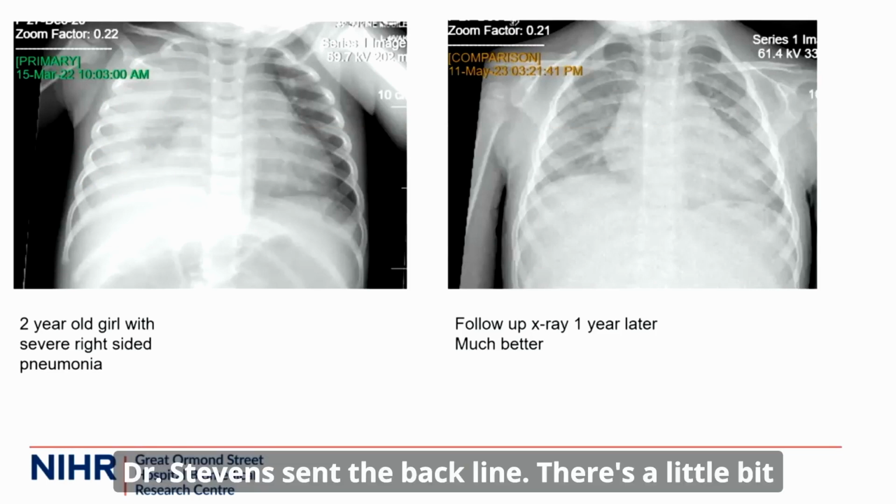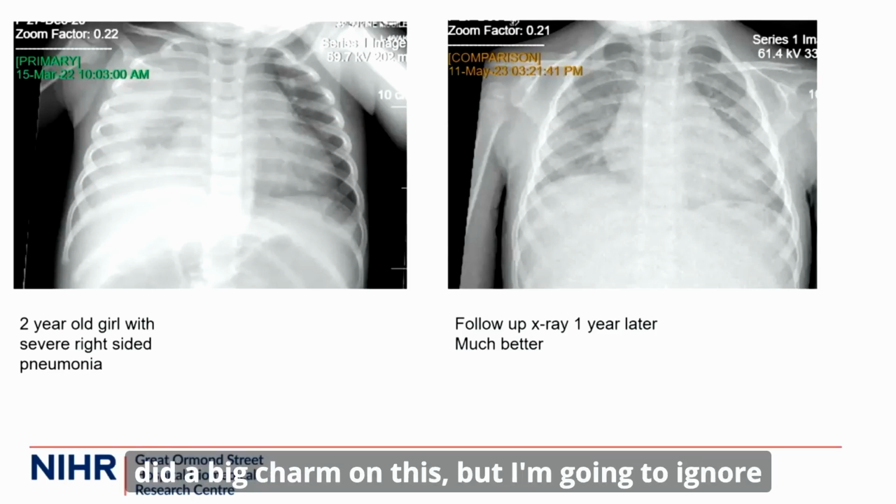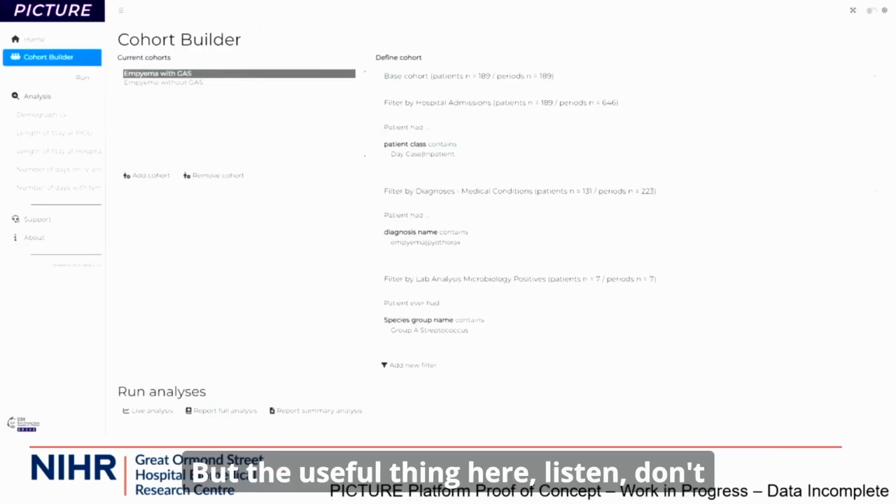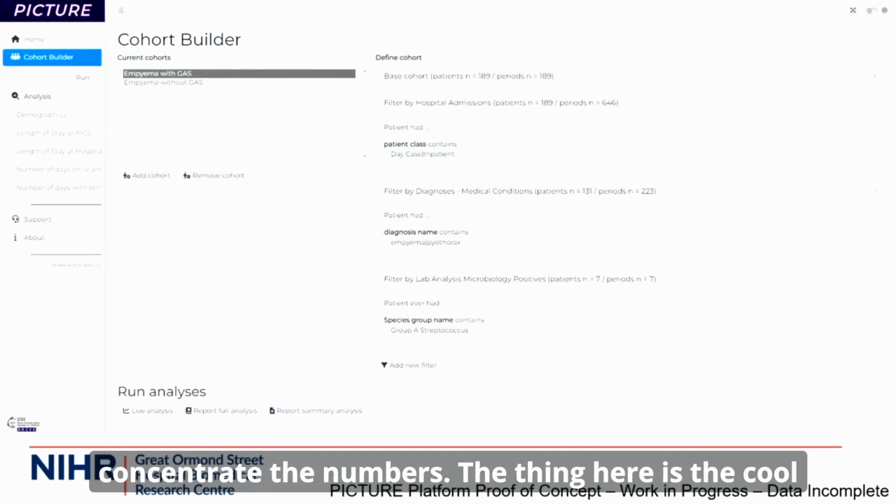Dr. Stevenson at the back, there's a little bit of pleural thickening at the right base, because he did a big trial on this, but I'm going to ignore the fact that he's in the room. But the useful thing here, listen, don't concentrate on the numbers. The thing here is the cool stuff you can do with this.